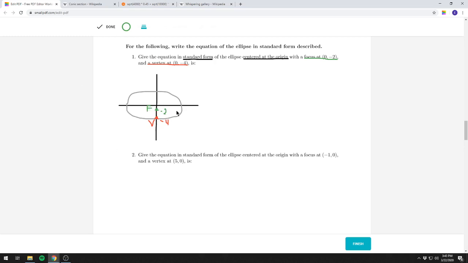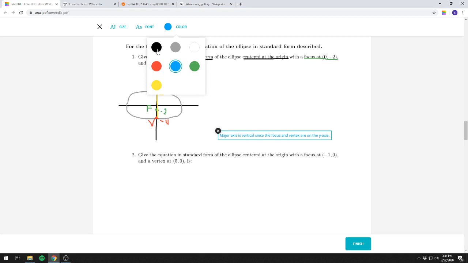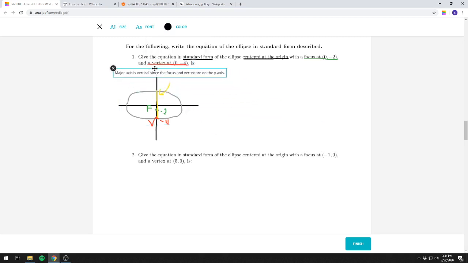Now I know the way I drew this, it looks like it's wider than it is taller, but that's just me drawing. The major axis must be this vertical y-axis, because that's where the vertex and focus are. Let's go ahead and write that in. The major axis is vertical, since the focus and vertex are on the y-axis. That's just something to make a note of.